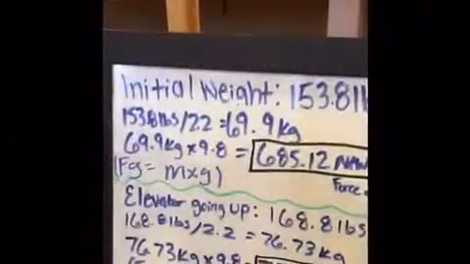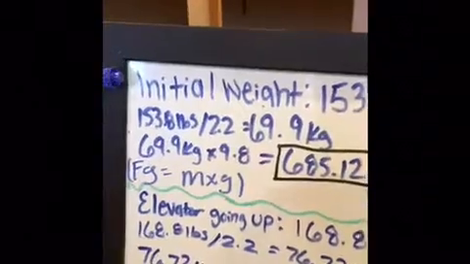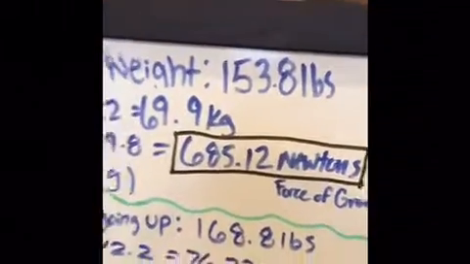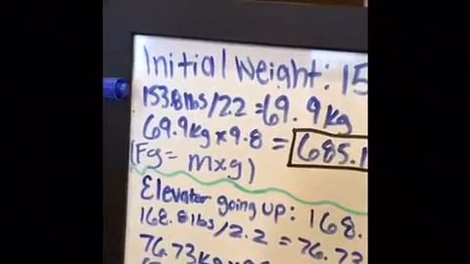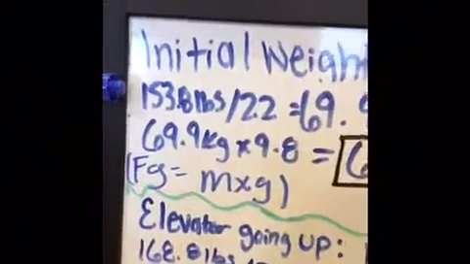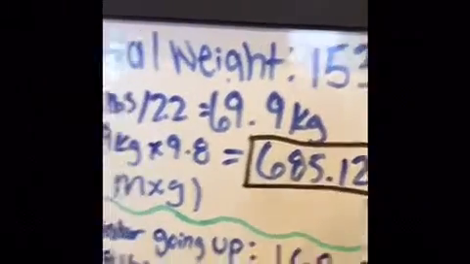We're going to start with our calculations of our test object at rest. We began with the initial weight of 153.8 pounds. To change pounds into kilograms, we divided 153.8 pounds by 2.2 and got 69.9 kilograms.